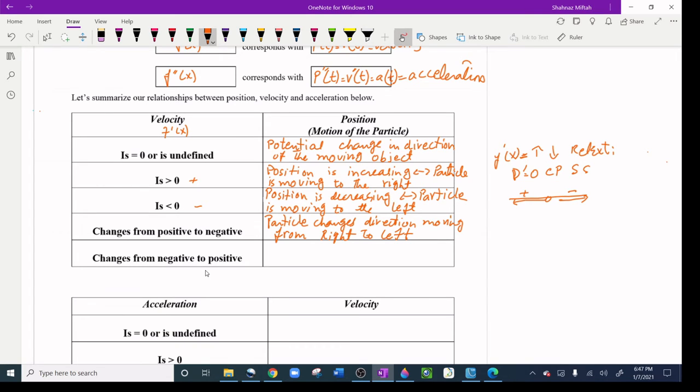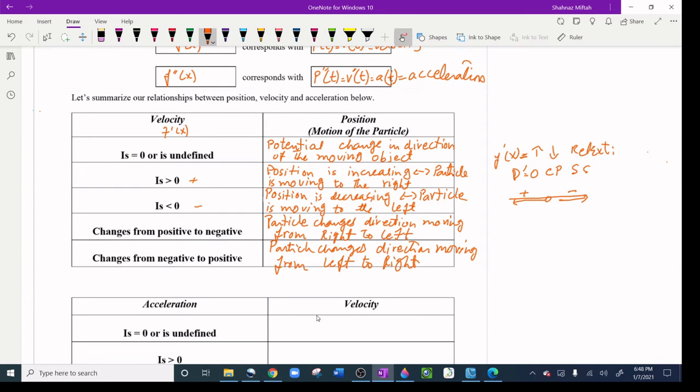We would say, if that was the first derivative, okay, that's a relative minimum because it's going negative to positive. But in this case, we're going to say the particle changes direction from left to right.